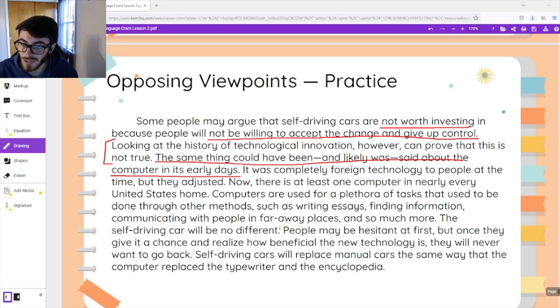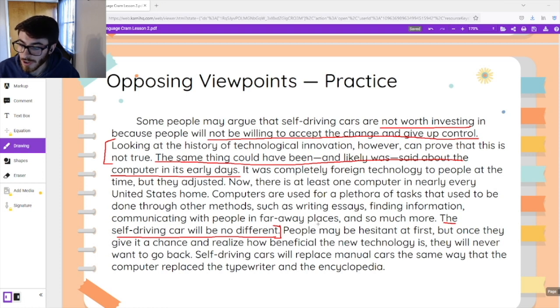Okay, so that's lengthy commentary here. But that's fine, right? Your evidence and your commentary can be as long as you need it to be to get the point across, right? I have explained what I mean when I say that the same thing could be said about the computer, and then I've explained why that relates to my claim, right? I bring it back to the self-driving car. It will be no different.